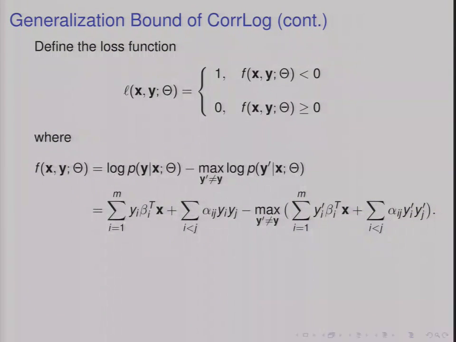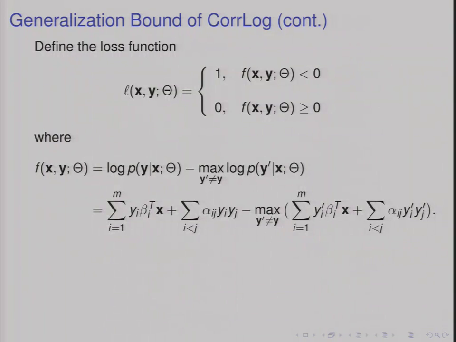For multi-label classification, especially for CorrLog, we define the loss function as below. Here, the decision function is defined as the difference between the log likelihood evaluated under the truth label and the maximum log likelihood evaluated over all other kinds of labels. Therefore, if the decision function is less than 0, we get 1 loss. If it is larger than 0, we get 0 loss.